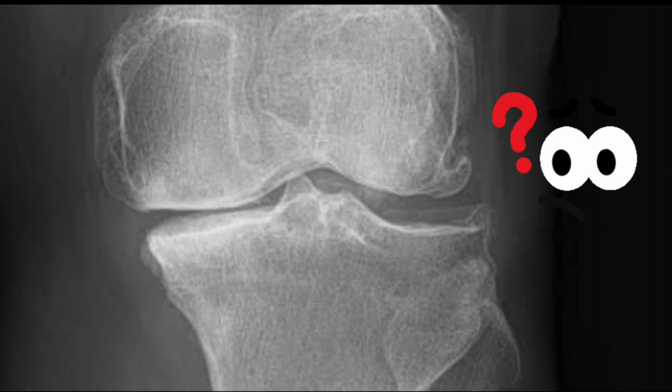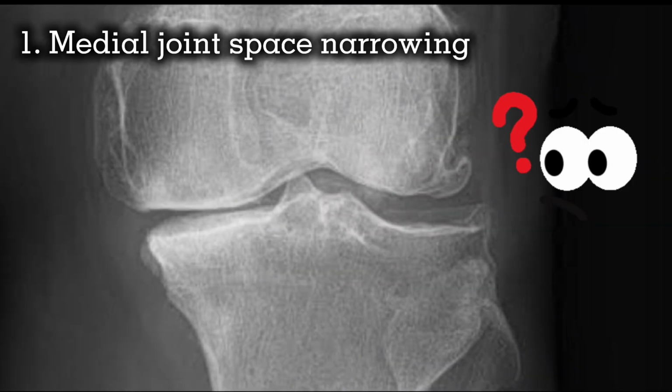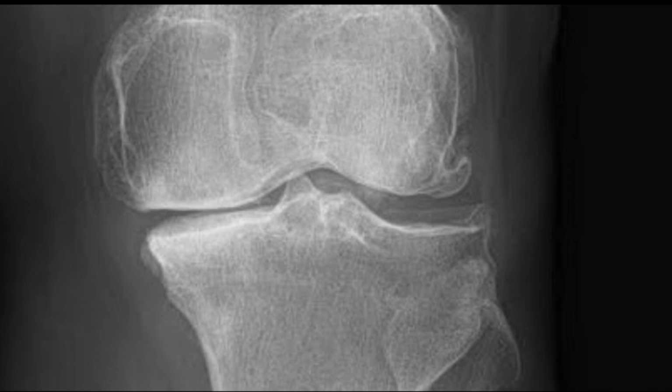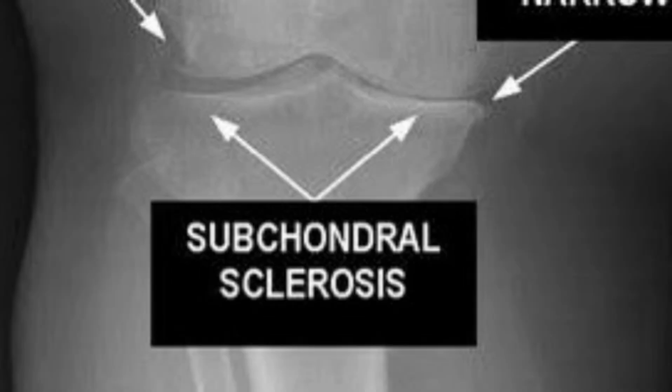Now, can we see some other changes on these X-rays apart from medial joint space narrowing and osteophytes? Well, I might be wrong, but there seems to be increased density of bone just below the cartilage, this whiter area under the surface. Well done. This is known as subchondral sclerosis and is indeed seen as a whiter area beneath the cartilage. But what causes the formation of these whiter areas?